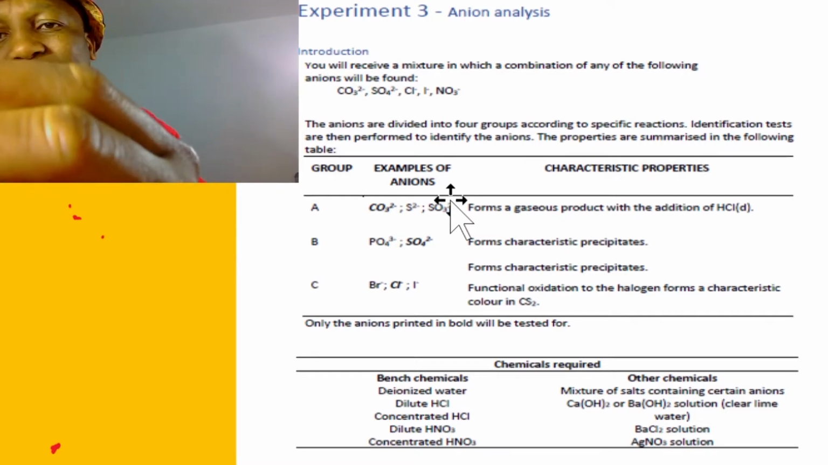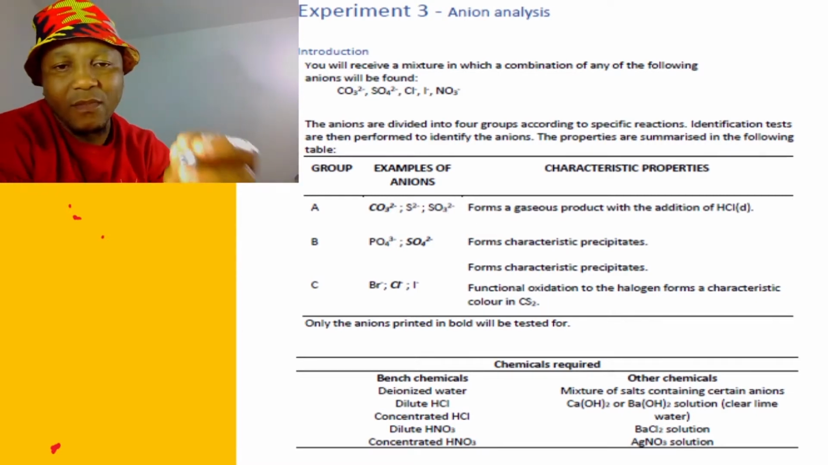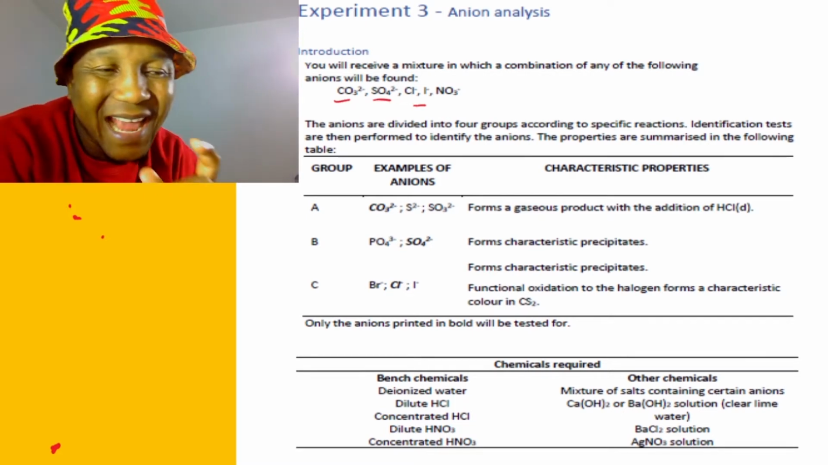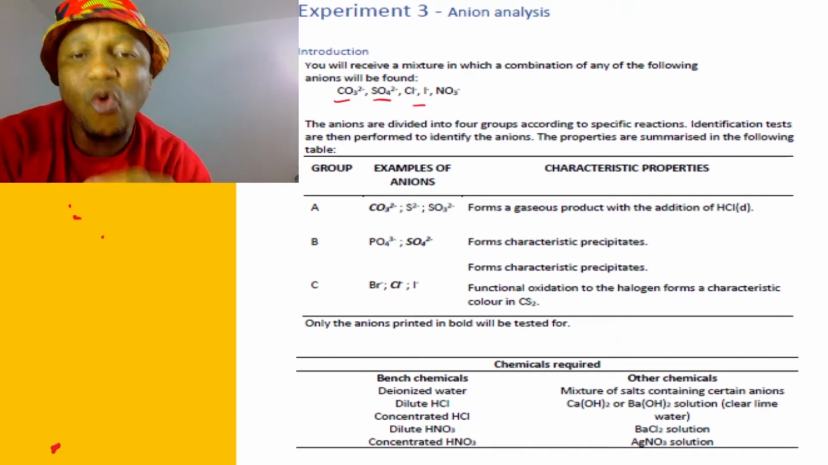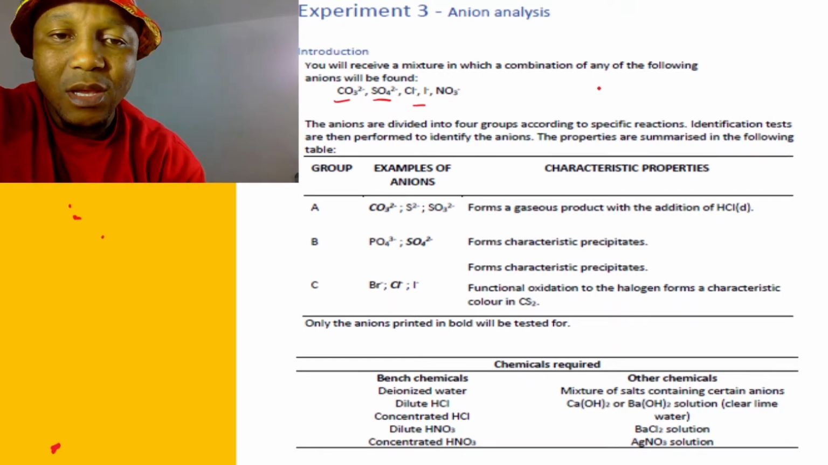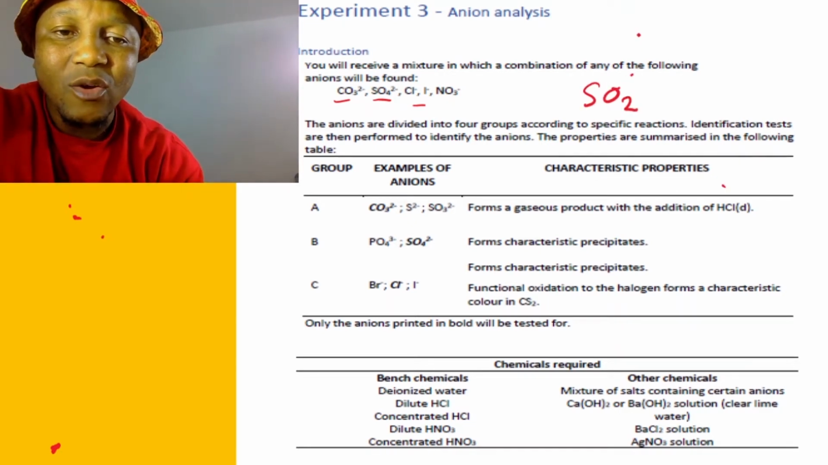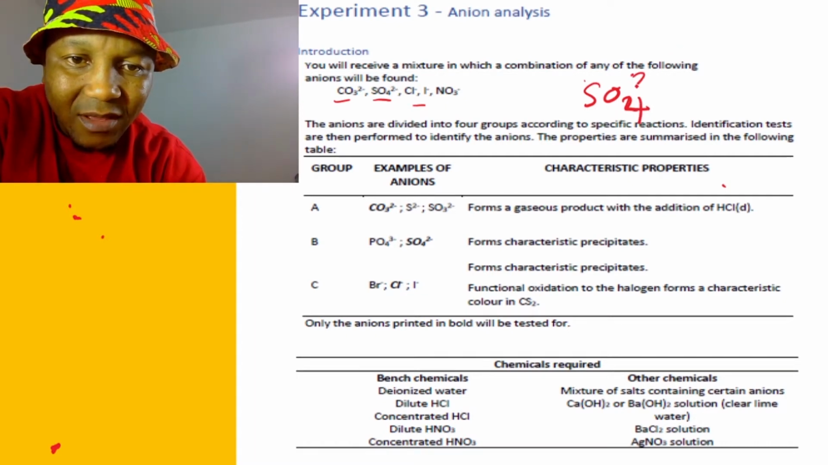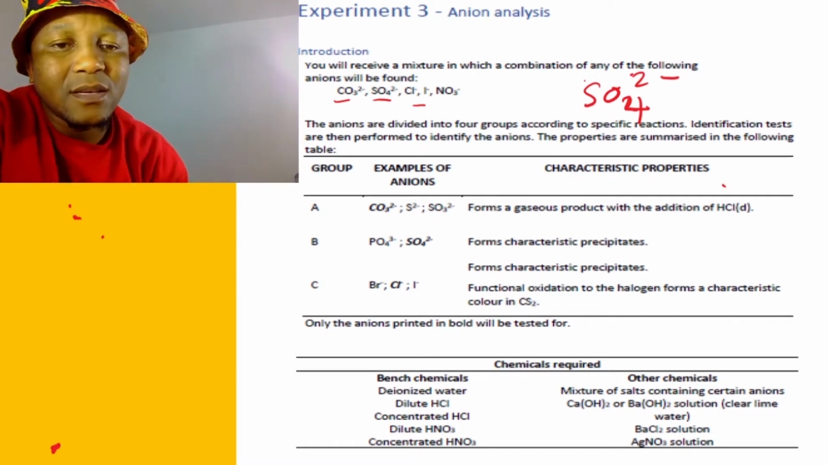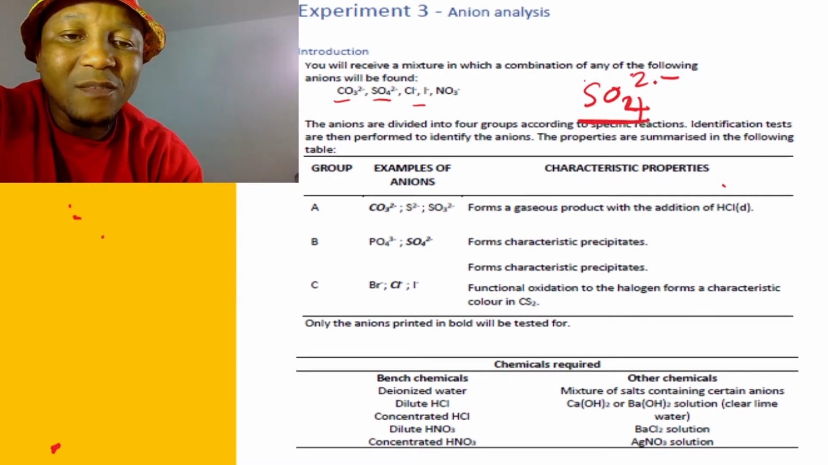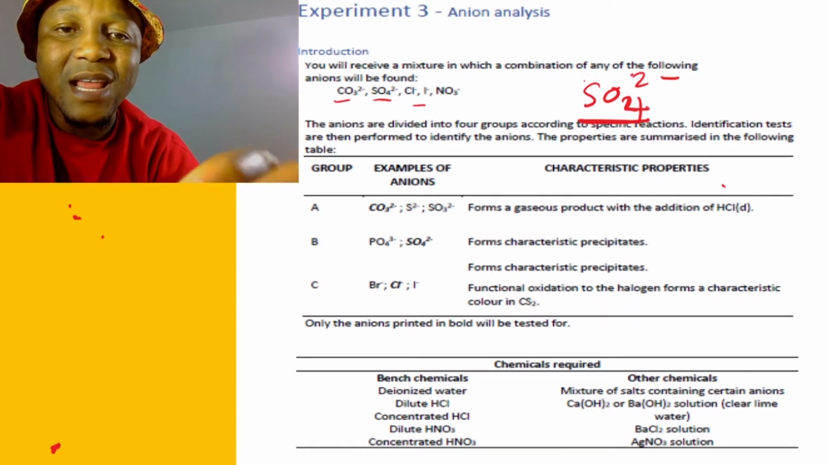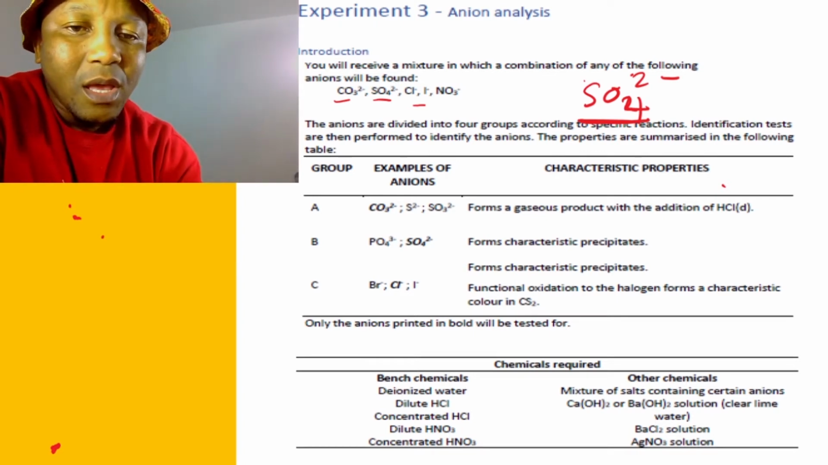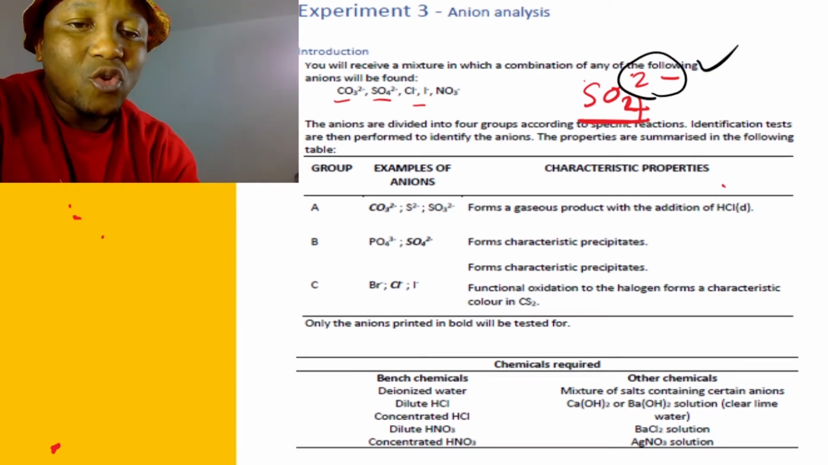What is an anion? If you have a compound or radical with a negative ion, those we call anions. For example, sulfur dioxide, or we say sulfate. This is an anion because it has a negative ion. Okay, let me say this first. Something with a negative ion, you call it what?